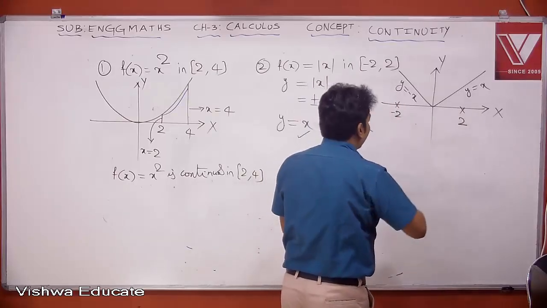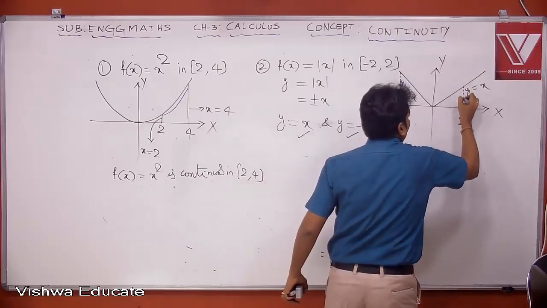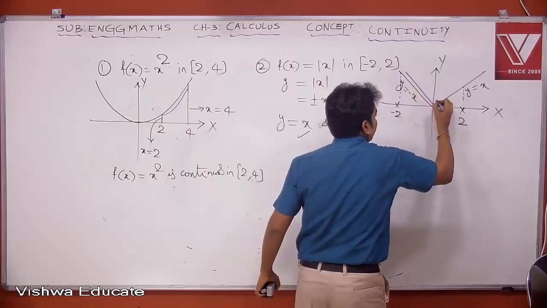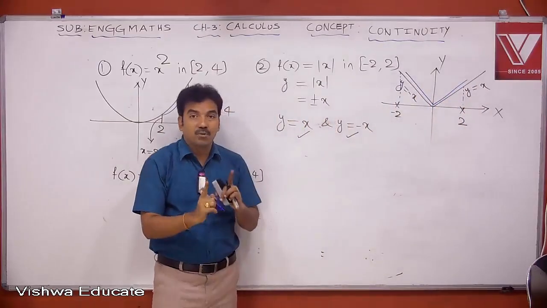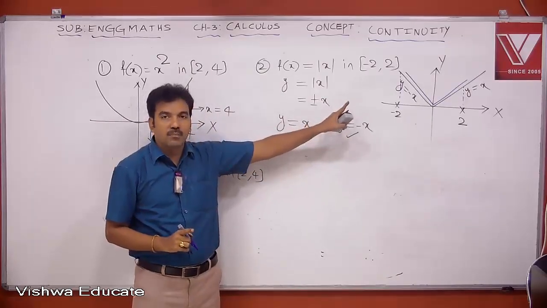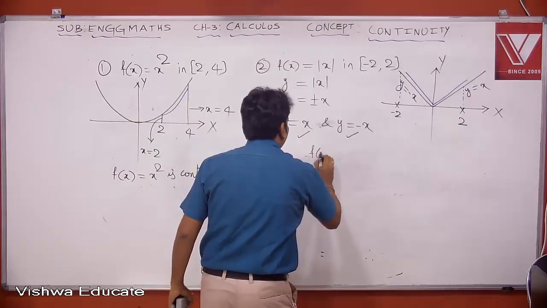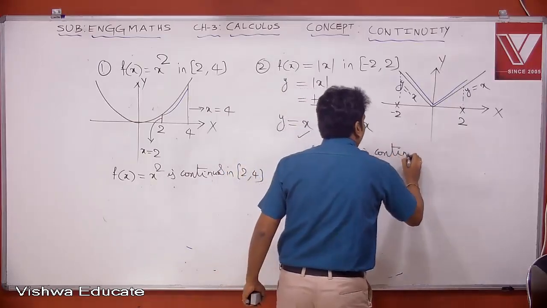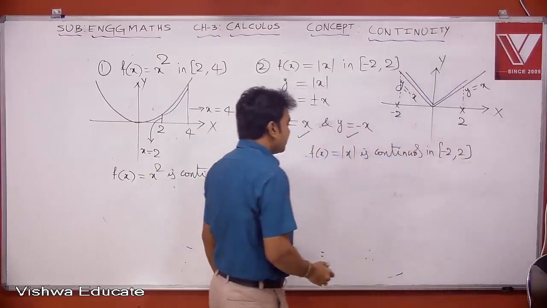When you look at this, the graph is continuous. Draw the vertical dotted lines like this. Between these boundaries the graph is like this, just a V shape. It has no breaks at all; both lines meet at the origin. Therefore this is continuous in the closed interval [-2, 2]. Therefore f of x equals modulus of x is continuous in the closed interval [-2, 2].